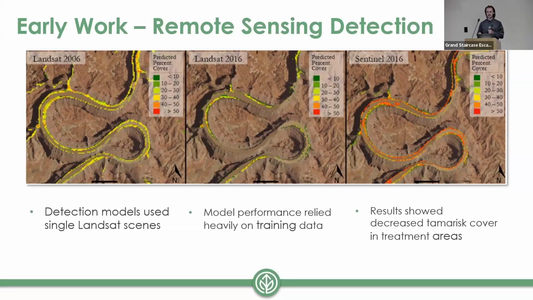They used this satellite imagery and some training data that they collected. This is actually not in Grand Staircase, this is in the Colorado River Basin. They trained the model based on those same topographic variables, but also some remote sensing variables from the satellite. And we found that the model did rely heavily on a lot of that training data. Something pretty encouraging is that from 2006 to 2016, there were a few areas that were treated for tamarisk, and the model detected that tamarisk cover decreased in those areas, which is a good sign. So that kind of sets the stage for some of the early work detecting invasive species.